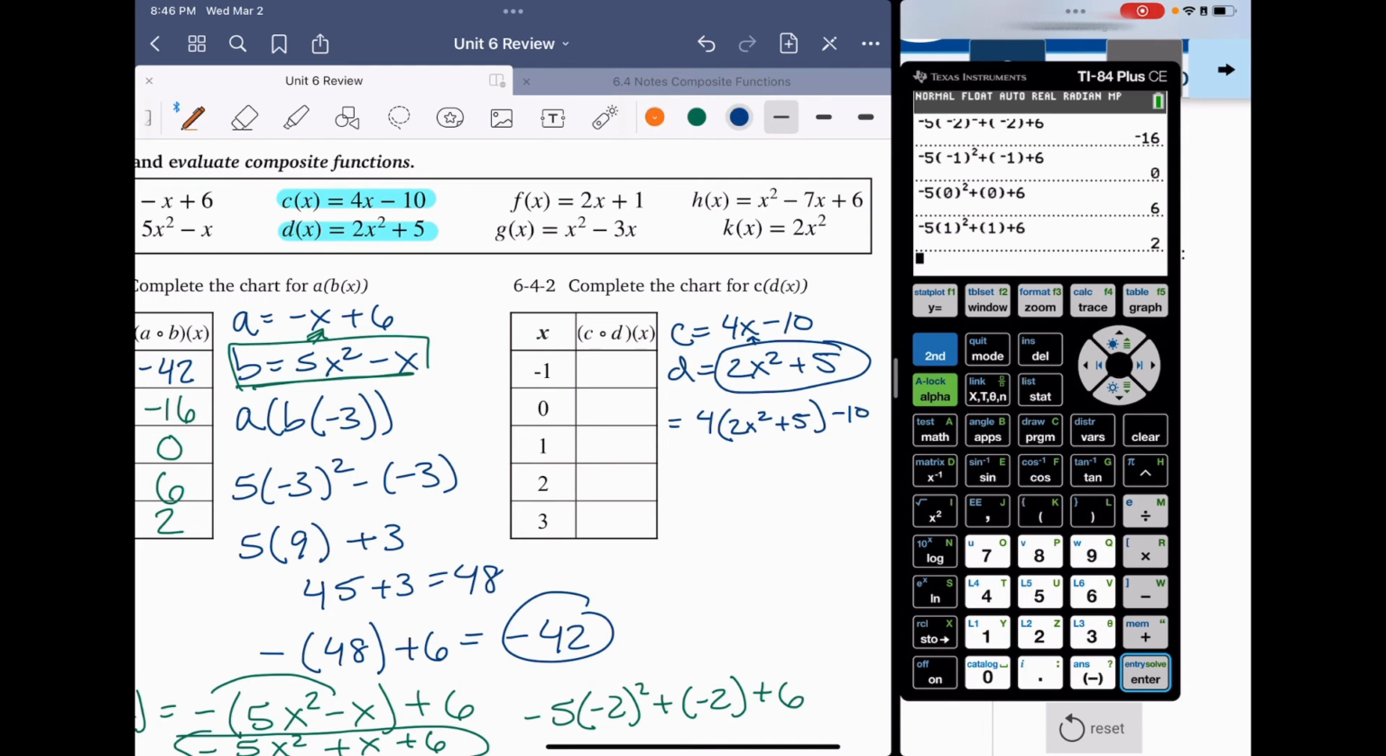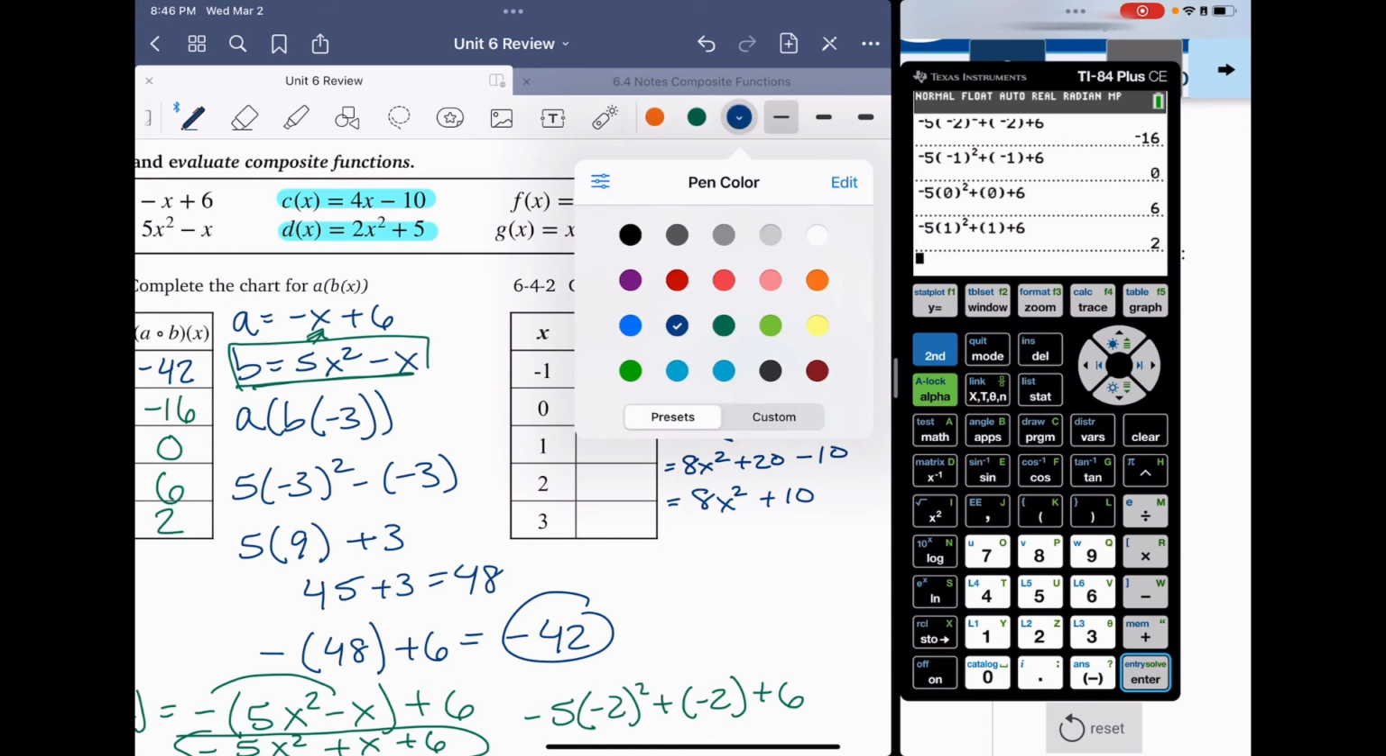To do that, we're going to have to distribute this 4. So then we have 4x squared plus 20 minus 10. We can combine the like terms at the end, those constants. So we have 4x squared plus 10. Oh, that should be 8x squared. 4 times 2 is 8. All right, 8x squared plus 10. So there we have our equation.